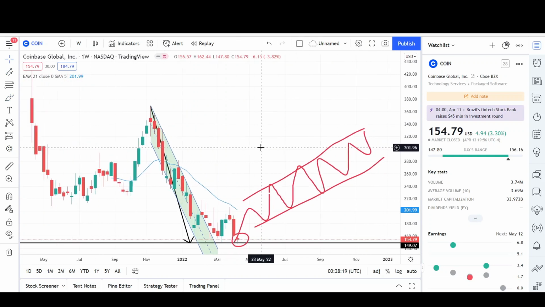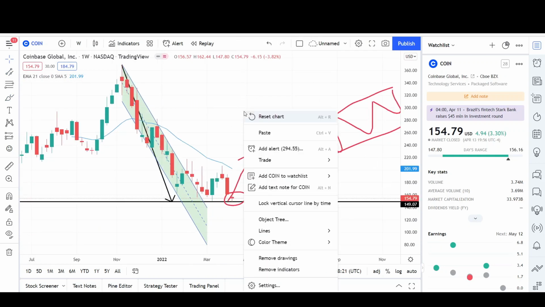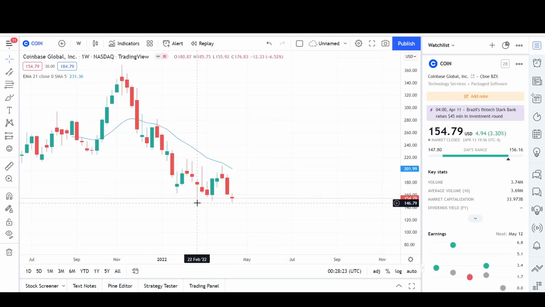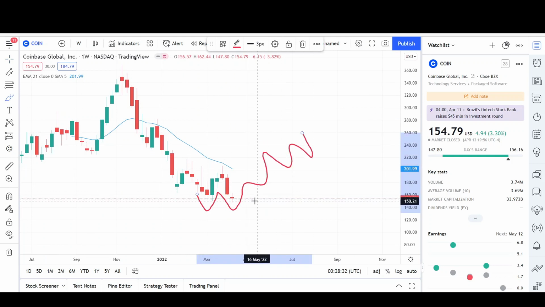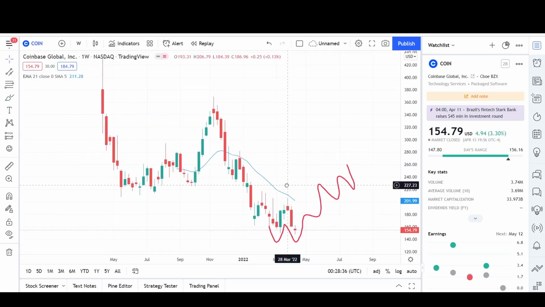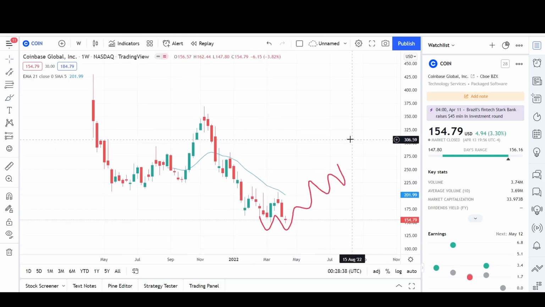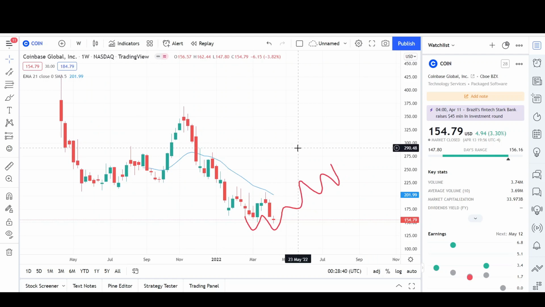It could be that we have made a double bottom. Let me go and clear the drawings. So we did come back to this previous low at the 150 level. That's what it shows on the weekly chart. So we could have a little double bottom, and that could lead to a reversal, but I wouldn't count on it. We'll have to wait and see. I'm looking for just a little bit lower prices on Coinbase before reevaluating if we have bottomed or not.